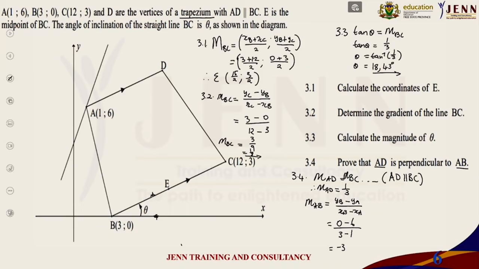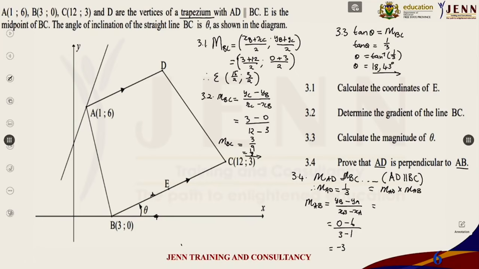So let us go. We are going to say the gradient of AD multiplied by the gradient of AB. You don't say equals to -1. Why am I saying that? Because the moment you say equals to -1, you are giving an impression that you have already proven. But we are still in the process of proving whether the two lines are perpendicular. You don't say equals to -1 because we don't know yet whether they are perpendicular or not.